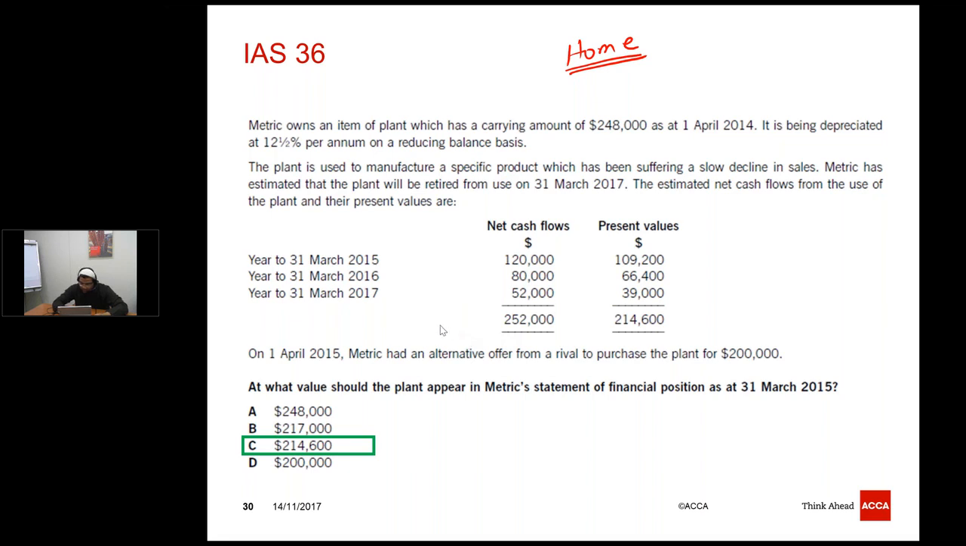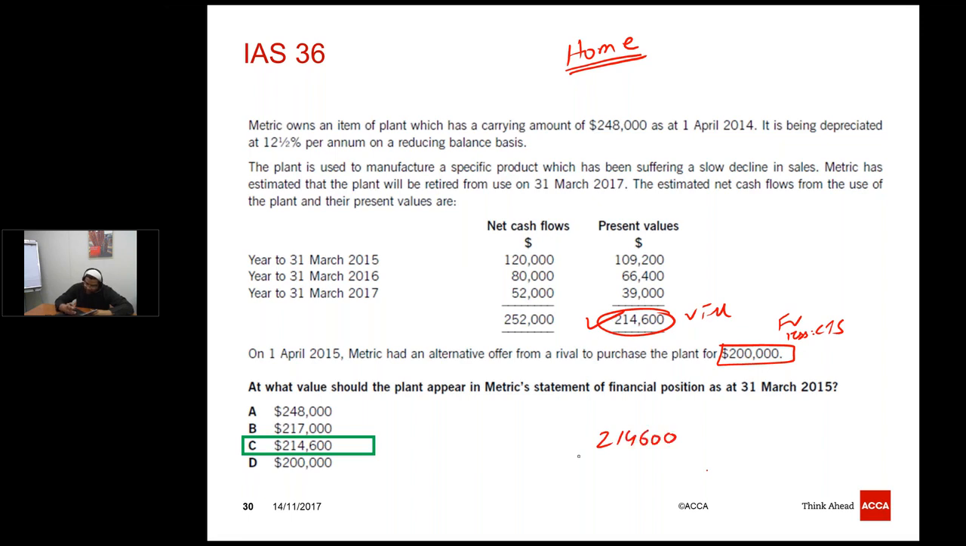You have to solve this on your own. This is a big question, but I can solve it for you. I can give you a basic summary: this is the fair value less cost to sell, and this is the value in use. So the higher is 214,600.